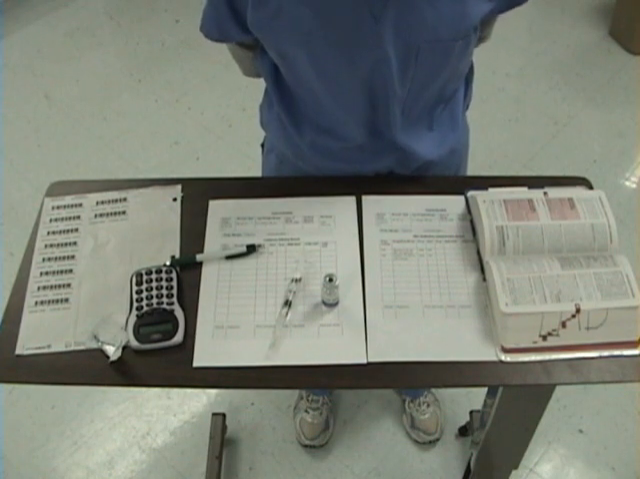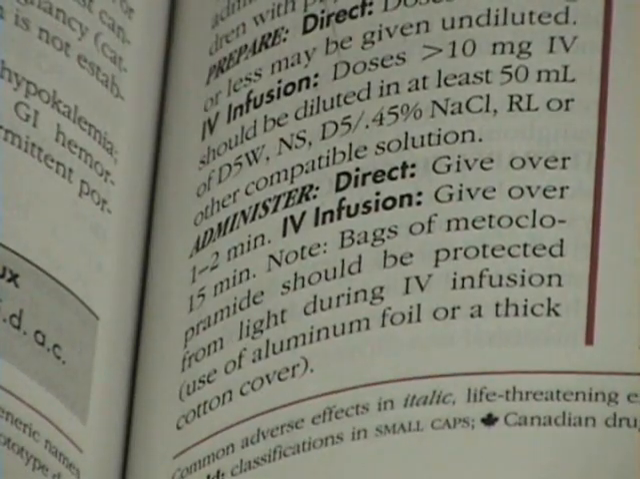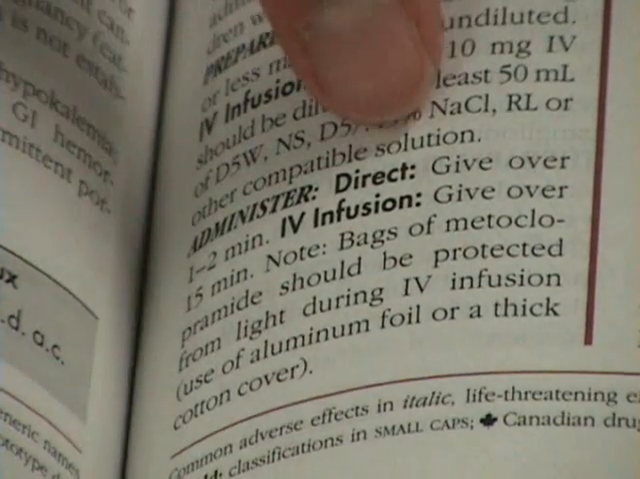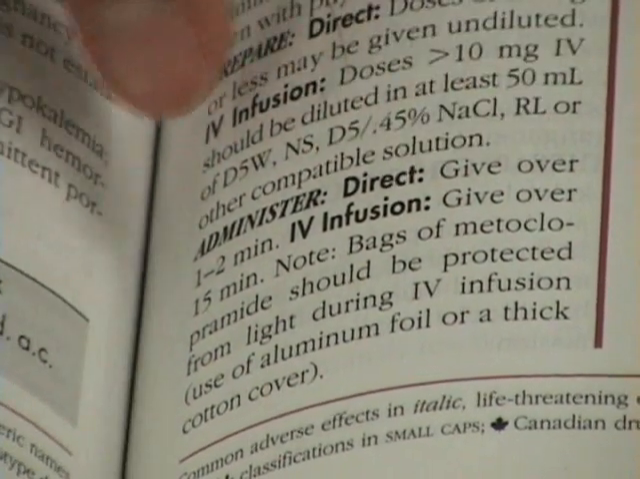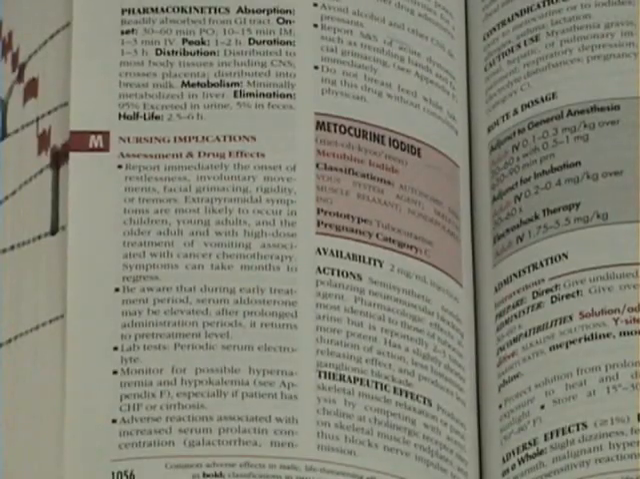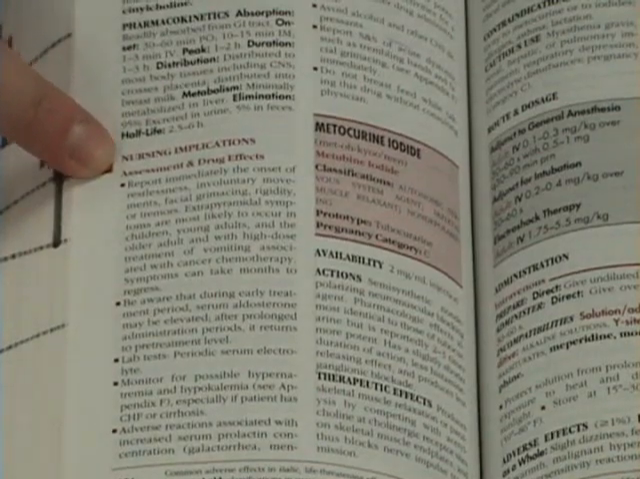Now I will calculate how many lines per second to push my drug. I will now look in my drug book to determine the rate. The drug book states that Reglan can be given over 1 to 2 minutes. As with any medication, I will review the nursing implications for this drug.